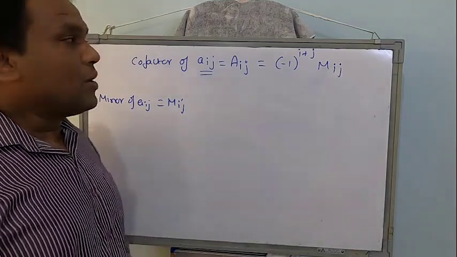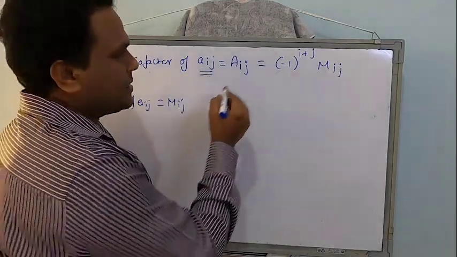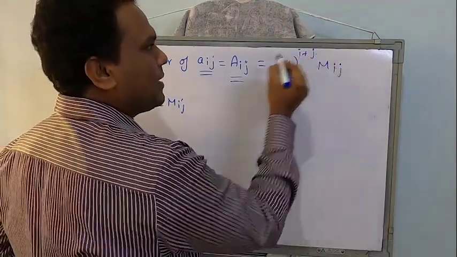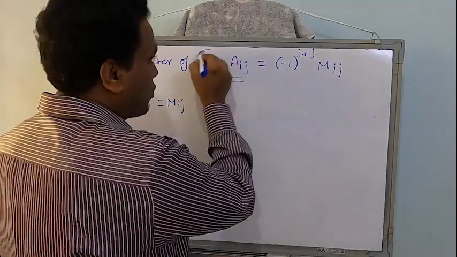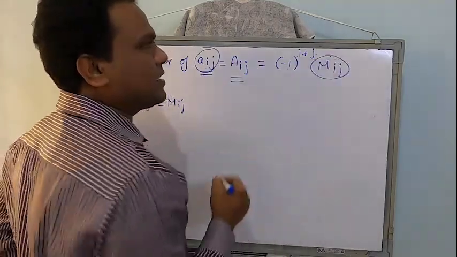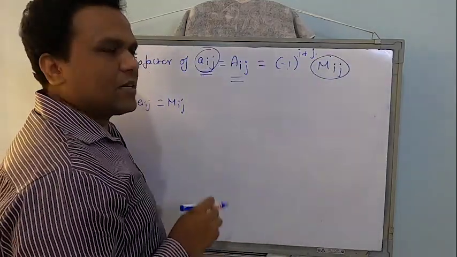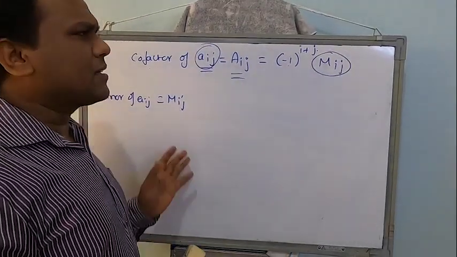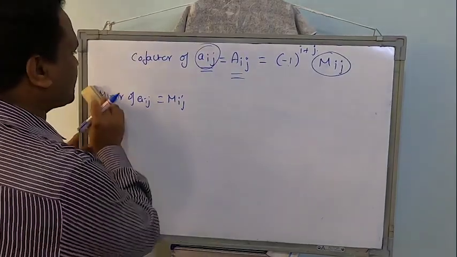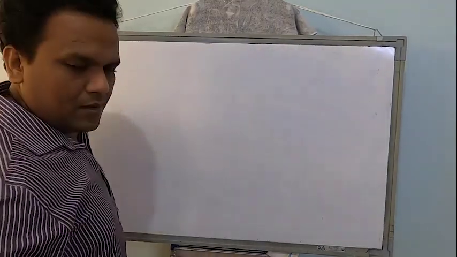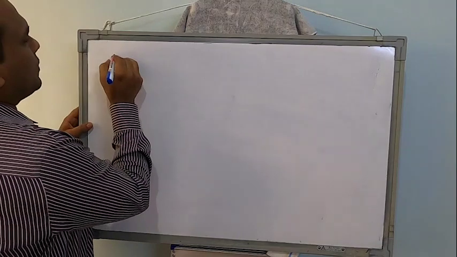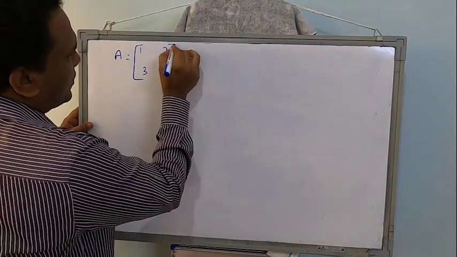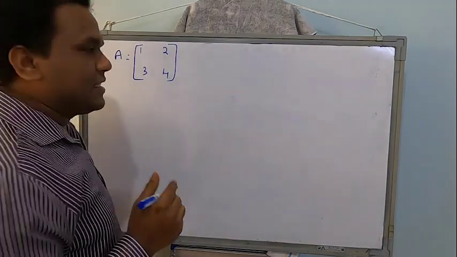Definition-wise you remember: cofactor of an element Aij is denoted by capital Aij and it is defined as minus 1 to the power i plus j multiplied by the minor of this element. Minor of this element is Mij. So that is the definition of cofactor of an element. Now let me take a practical example to explain these two concepts. For example, let's consider a square matrix 1, 2, 3, 4. First, I want to find out the minor of each element.